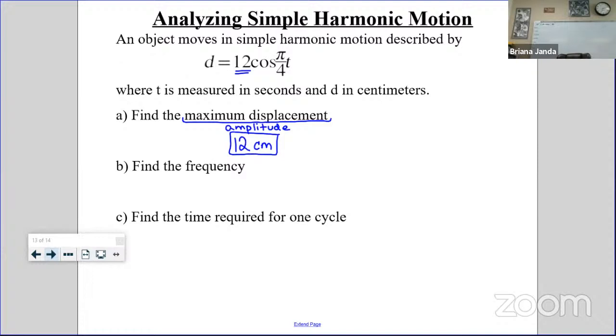Find the frequency. Well, let's go through what we know. B is pi over 4. Therefore, the period is 2 pi divided by pi over 4, or 2 pi times 4 over pi, and that's 8. Therefore, what we just learned is that the frequency and period are reciprocals of each other. So our frequency is going to equal 1 over the period, or the reciprocal of the period, and that would be 1/8.